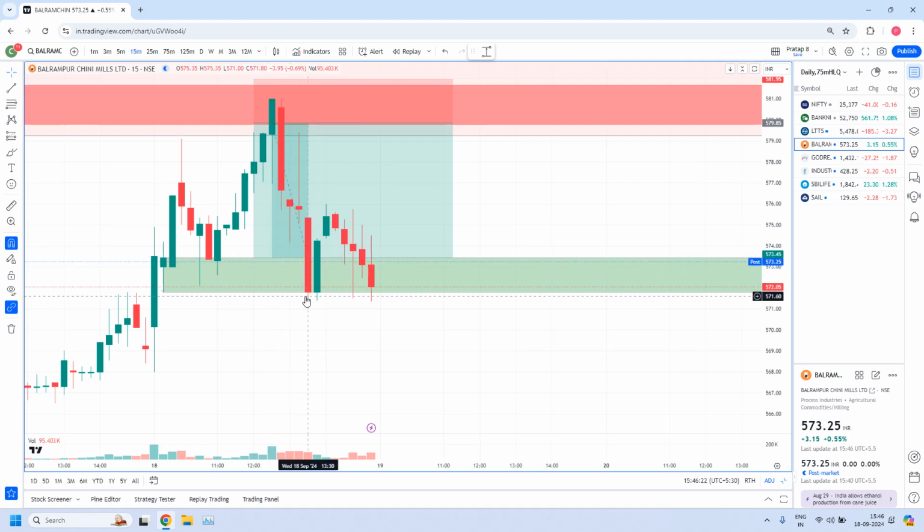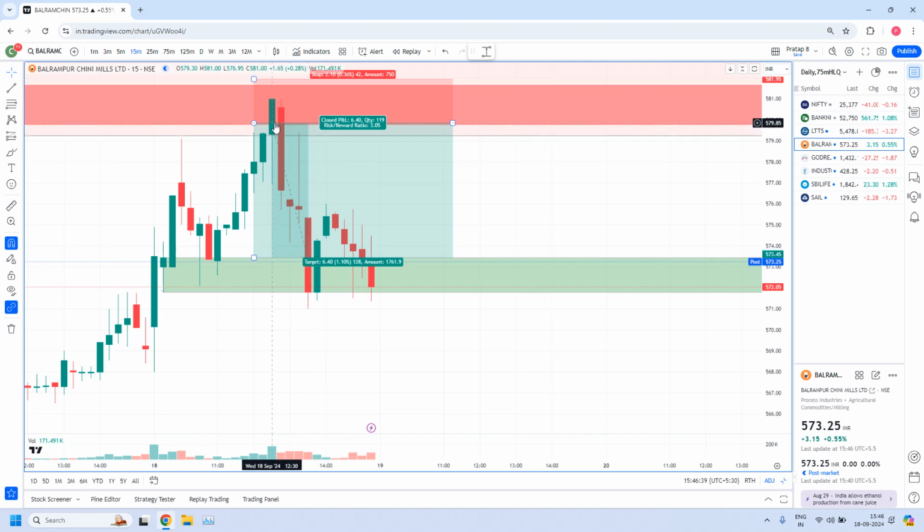After reaching the target, the zone is violated and again it moved up. Probably here this is a drop base rally, probably might be having a strong order flow. So all these reasons could be because of this zone. But here we exited exactly here in this candle.